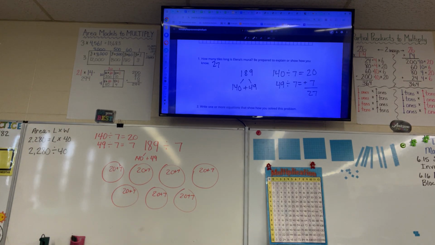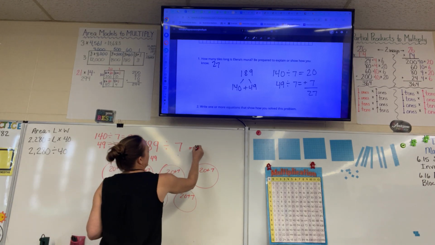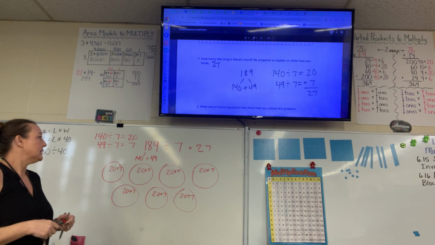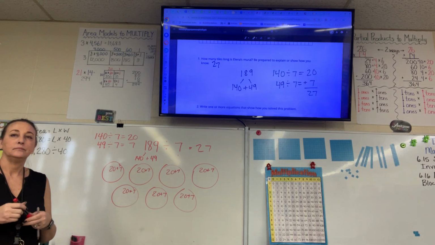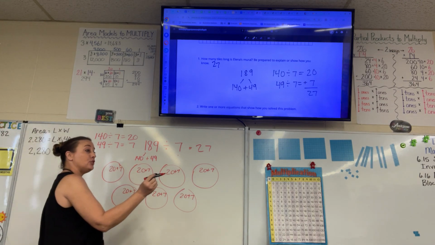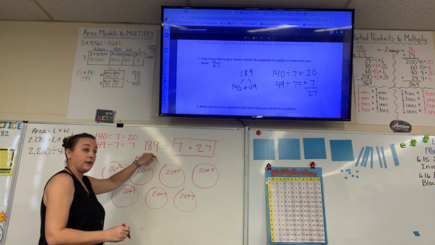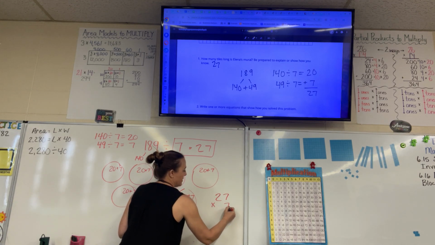Okay, how can we check it? Multiplying it. Multiply what two numbers together? So remember, our original problem was 189 divided by 7, and we got 27. What do we need to multiply? 27 times 7. Yes, we multiply the two smaller numbers together, and they should equal the bigger number if we did it right. So I'm going to do 27 times 7 right over here.